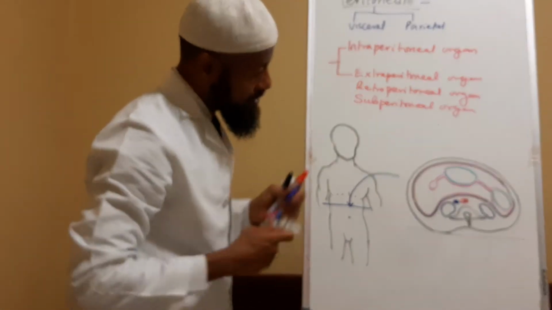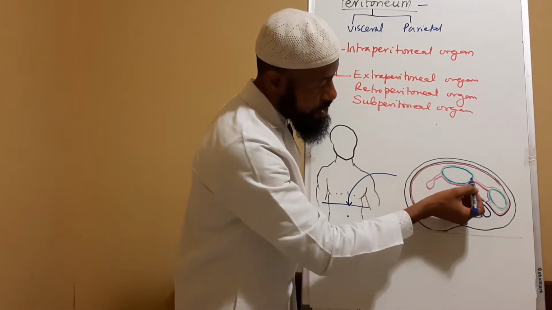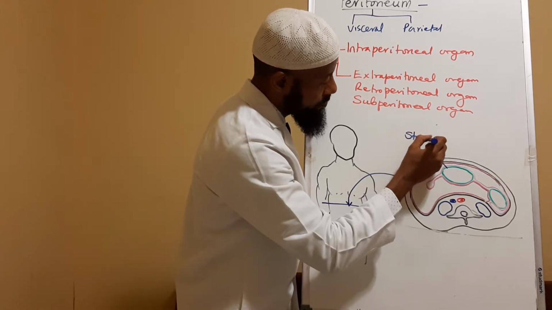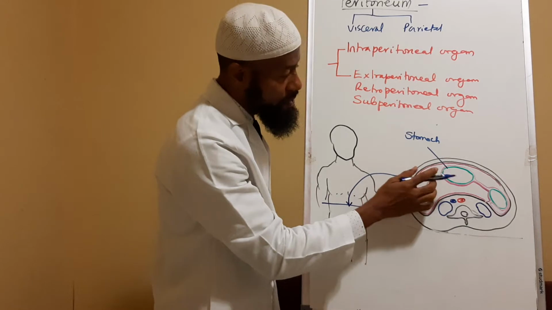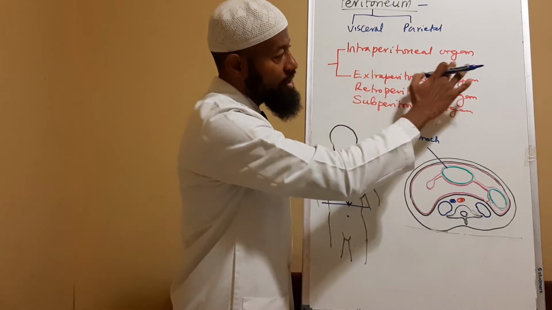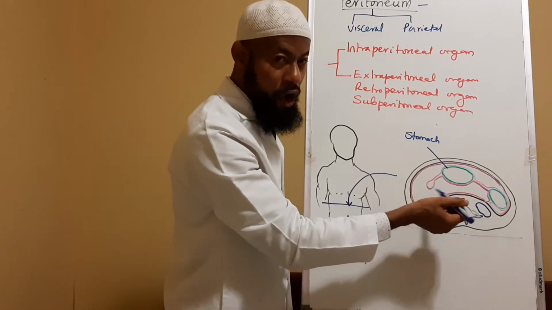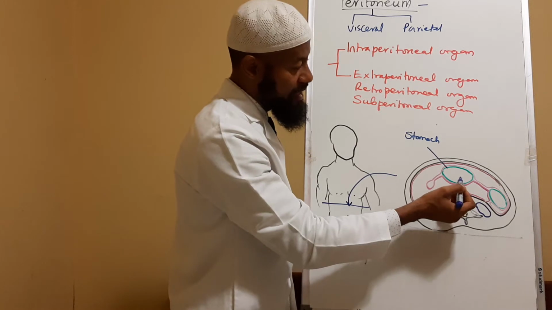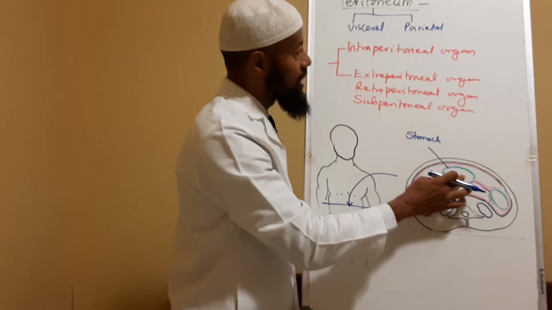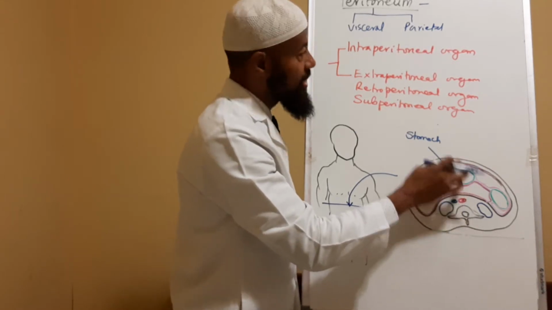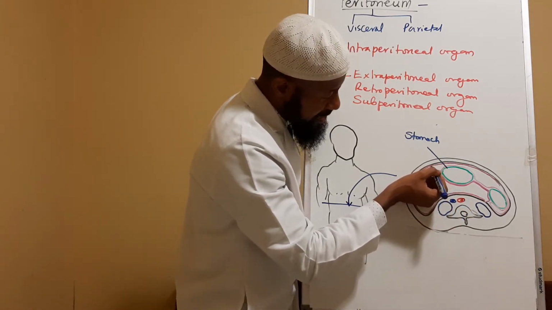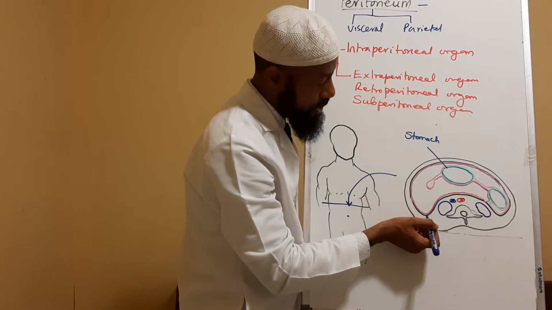This is a stomach. All right, I'm going to label this as a stomach. Now in relationship to the peritoneum, this organ is an intraperitoneal organ because it is almost completely invested by the peritoneum. And because it is invested in the organ, it is a visceral peritoneum. Now, this portion here that is lining the wall is the parietal peritoneum.